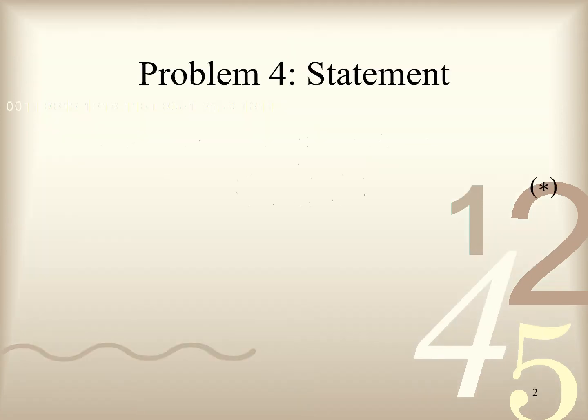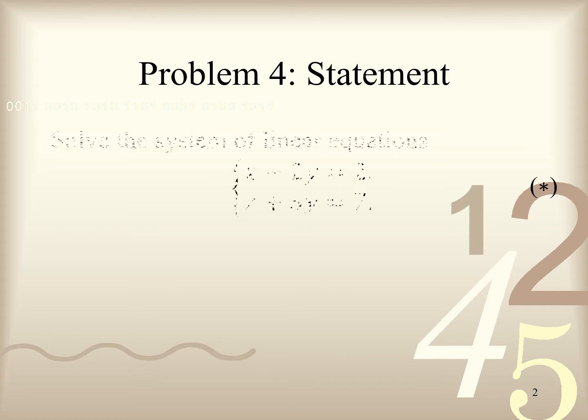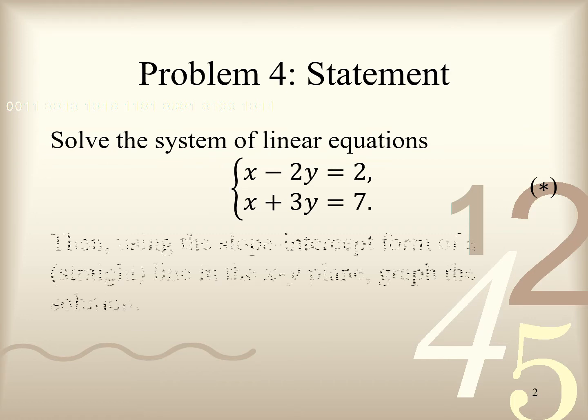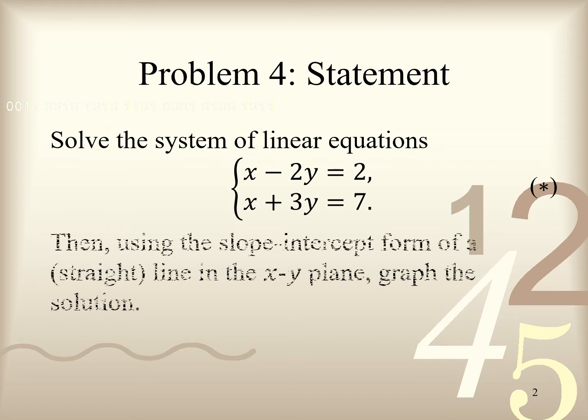Here's the statement of problem 4. Solve the system of equations star, given by x minus 2y equal to 2, and x plus 3y equal to 7. Then, using the slope-intercept form of a straight line in the xy plane, graph the solution.